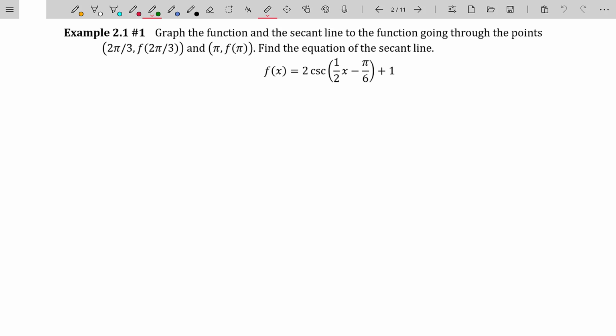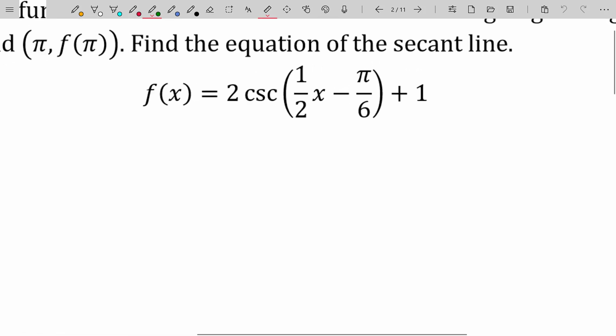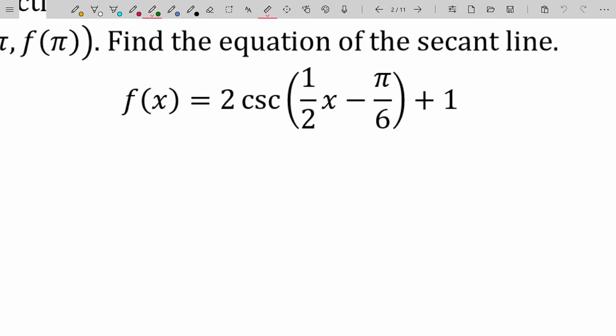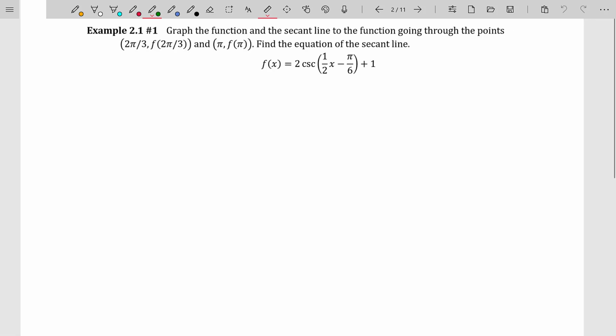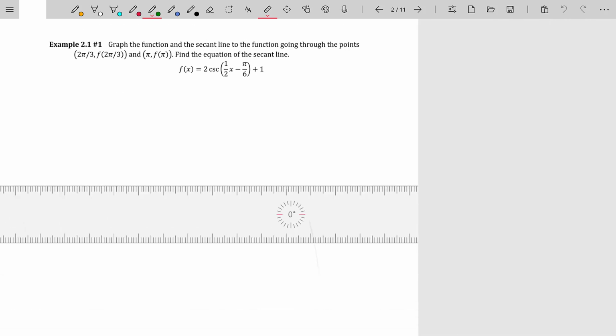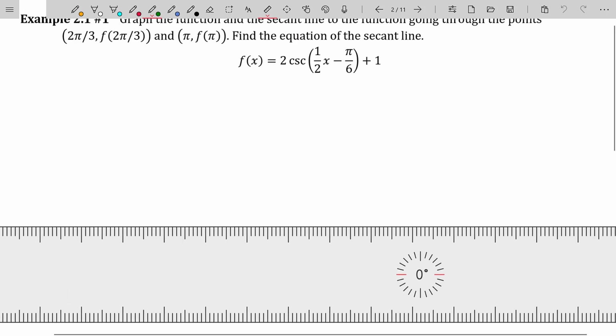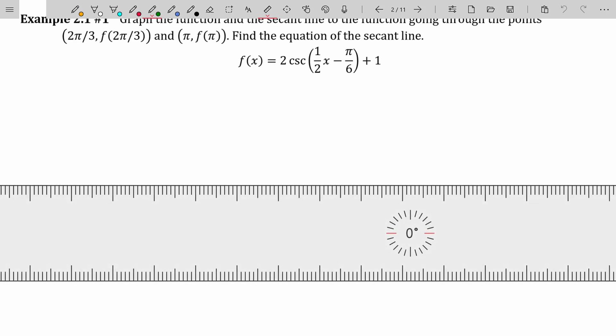And our function in this case is f of x is equal to 2 cosecant of 1/2 x minus pi over 6, and quantity plus 1. This engages a lot of our prerequisite skills, specifically our graphing skills from trigonometry and pre-calculus. So let's go ahead and review that topic very quickly.